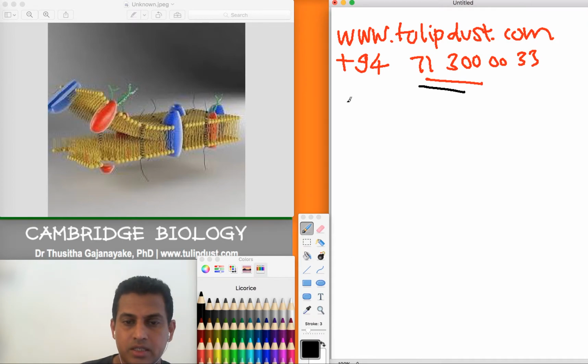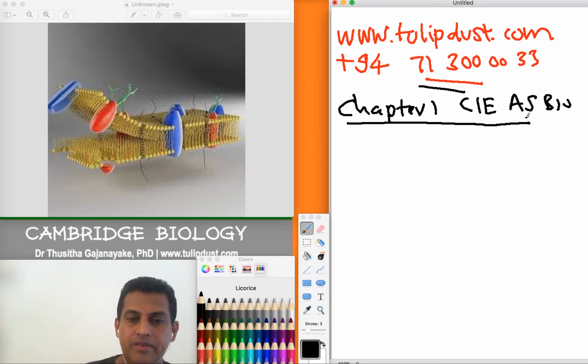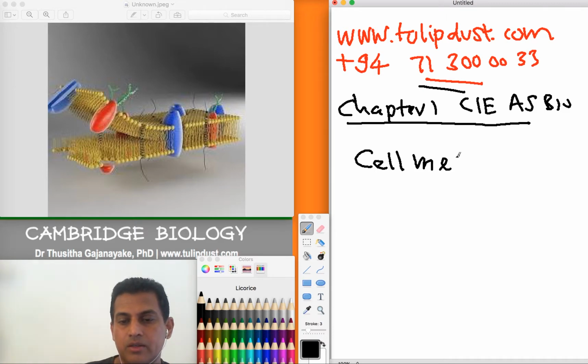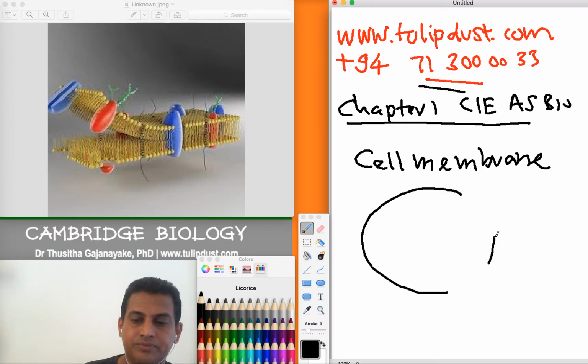Today this lesson is about chapter 1, Cambridge Biology, AS Biology. Previously I have introduced what is the cell. Now the first structure of the cells we are going to learn is the cell membrane. The cell membrane is the boundary of the cells.